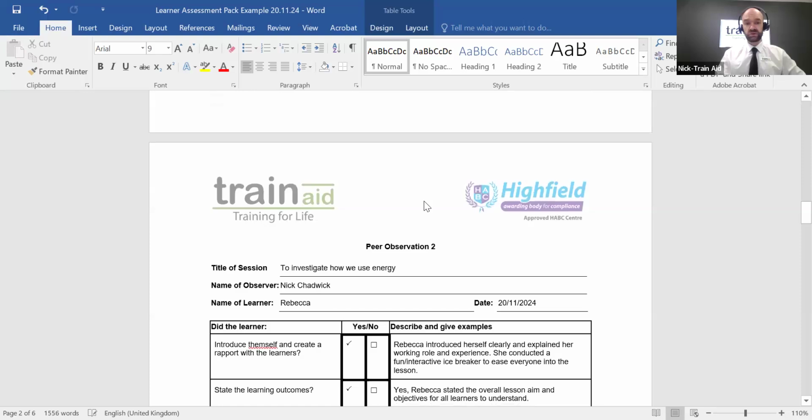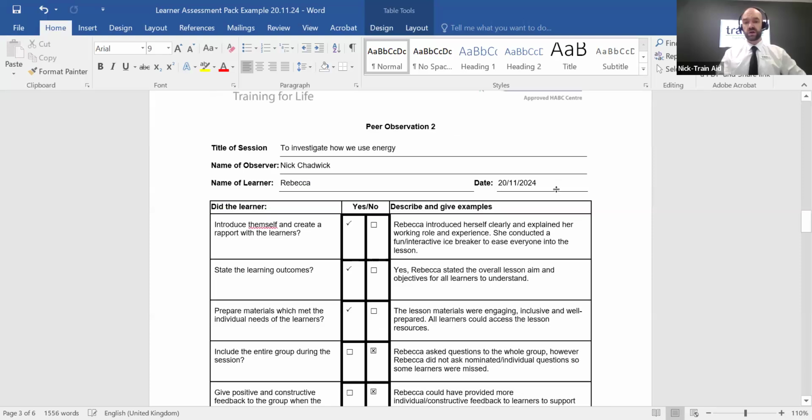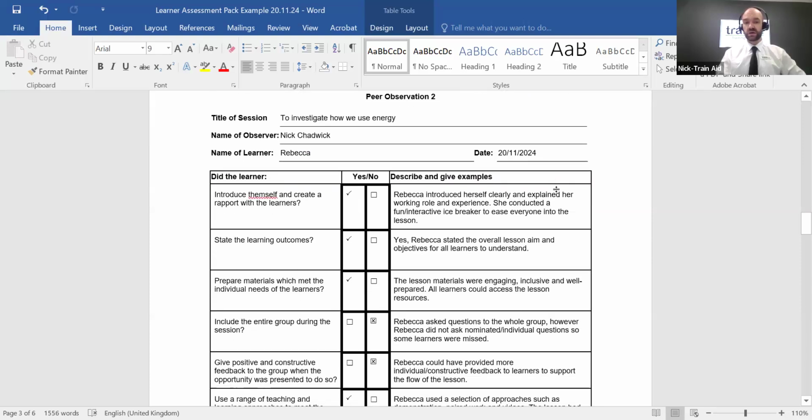Okay, just going to move on to peer observation 2 now. And as we can see, this is my next learner who I observed. The learner's name is Rebecca. So once again, please write your name as the name of the observer. We've also got the date as well. This topic was on to investigate how we use energy.